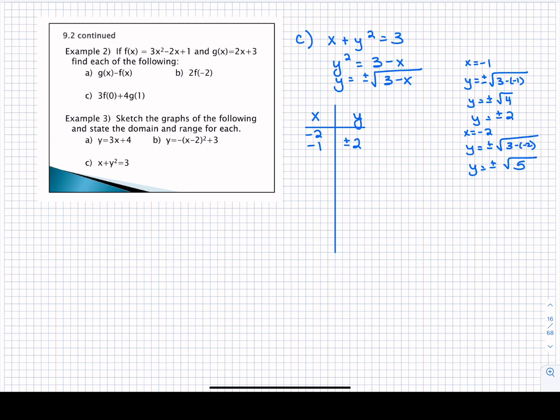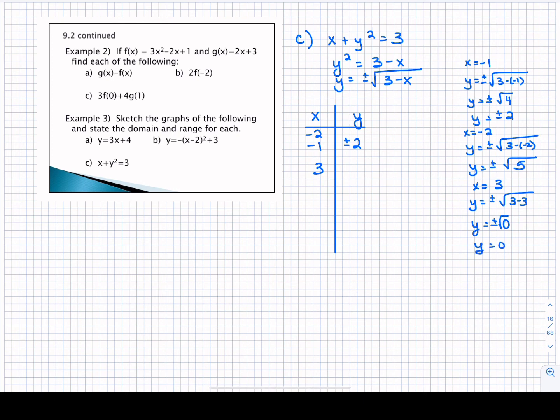If I choose x equals 3, that's strategic as well. So if x equals 3, let's show you why. You've got y equals plus or minus the square root of 3 minus 3. 3 minus 3 is going to be 0. So really, we say what's plus or minus the square root of 0?